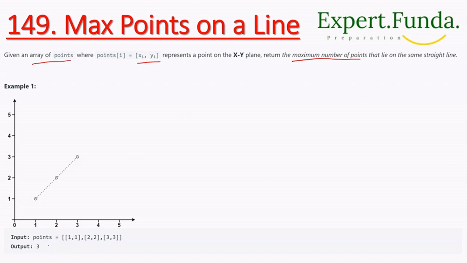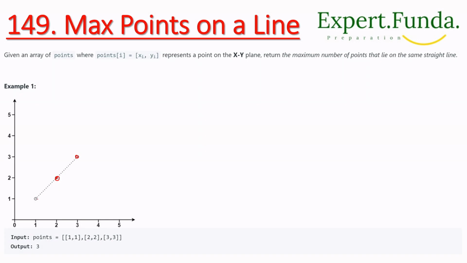In this example we are given points (1,1), (2,2), (3,3). (1,1) means we go here and here, and that is our point. Similarly (2,2), we reach here, and next (3,3), so we came here. These are the points given, and this is the straight line we are getting. The question is how many points lie on the same straight line. Here the total is 3.